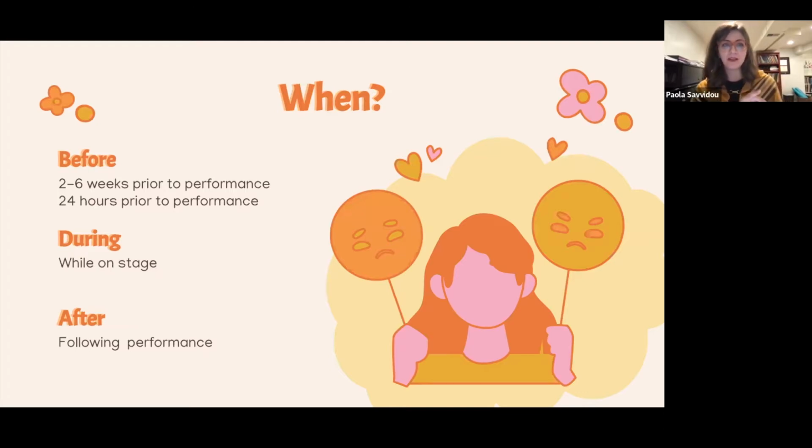For some people, it starts 2 to 6 weeks prior to the performance. In general, it can start before that. For others, it's more intense in the 24 hours prior to the performance. It can also sort of catch us off guard the moment we walk on stage and even persist after the performance. And that's because our body still thinks that there is a threat to us. We haven't yet communicated to our body that we're now safe and the danger is over. So anxiety can continue to linger even after the event is over.